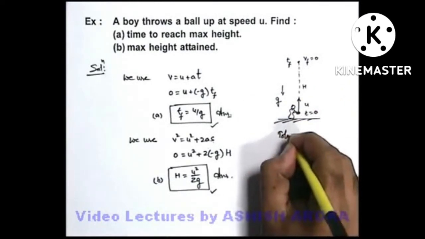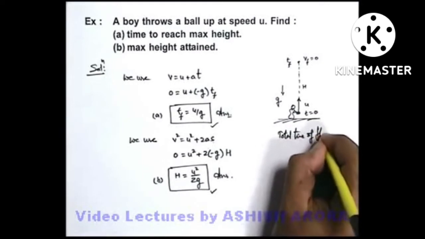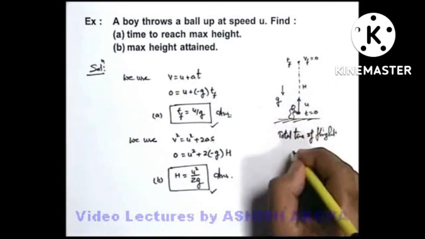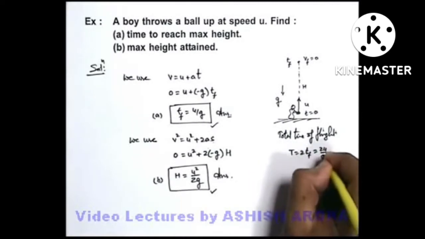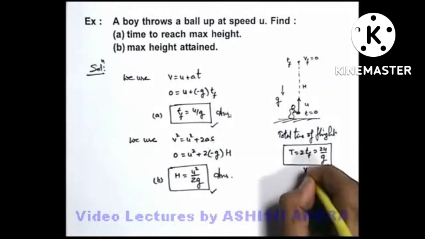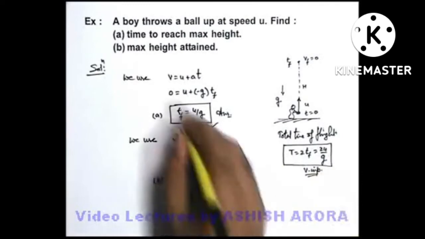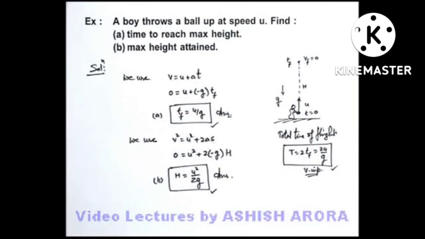So if we find out the total time of flight in going up and then coming down, this total time of flight can be written as 2tf, or it is 2u by g. This itself is a very important result you should keep in mind. In several questions these results are going to be used directly.